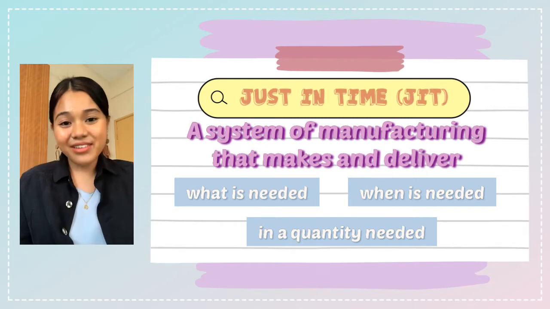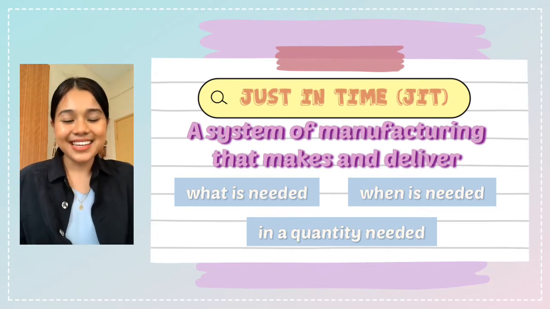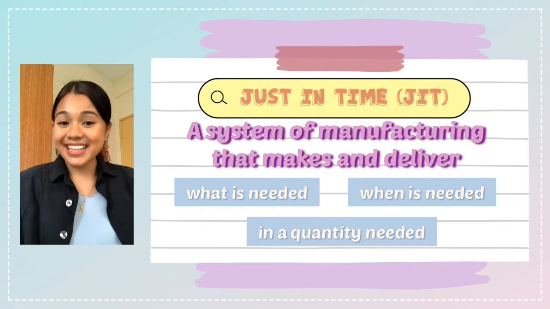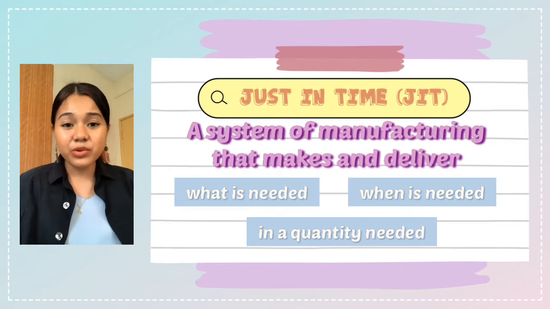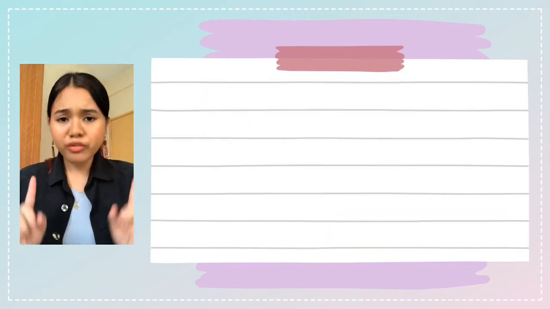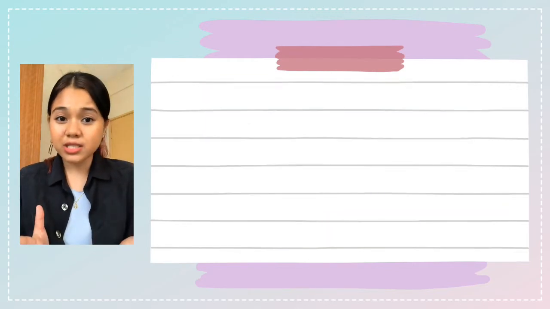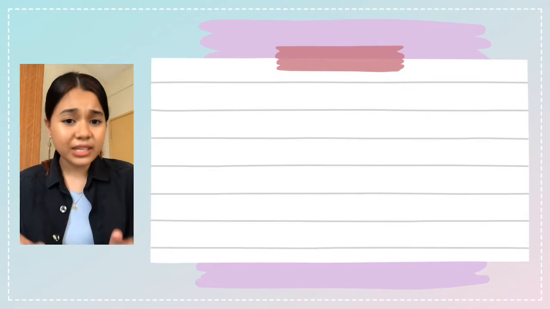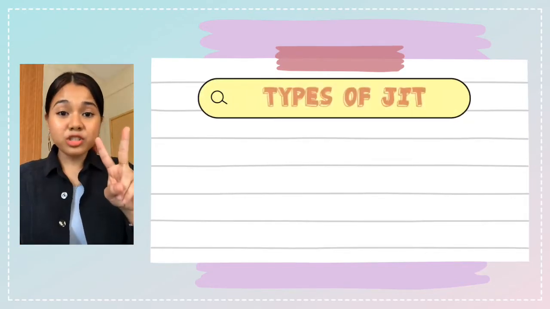Hence, the biggest saving usually made is in inventory. In simpler words, JIT aims to ensure that the inputs of the production process only arrive when they are needed. Next, we move on to the next question. Why do we use just-in-time? What are the goals and objectives of it? There are two types of just-in-time.